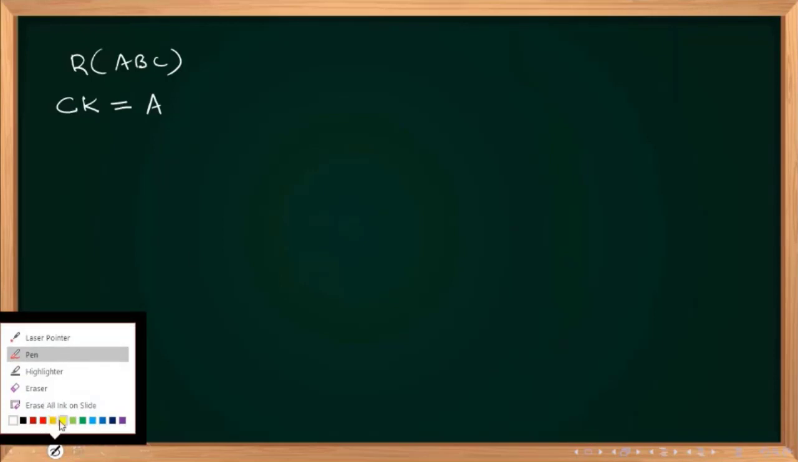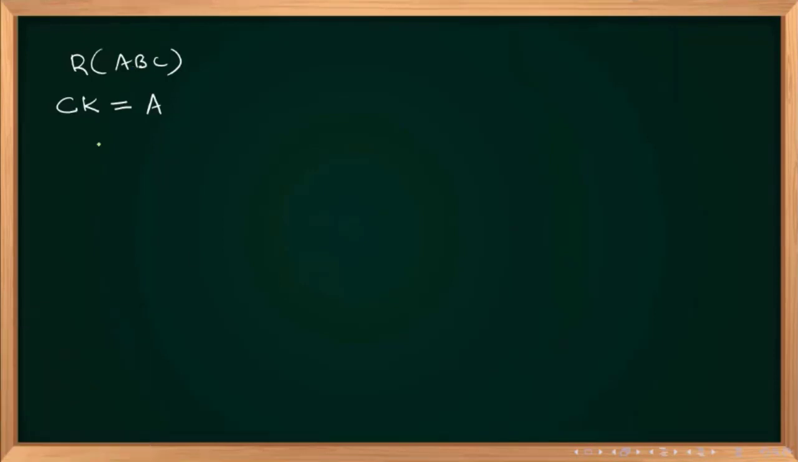All are saying 4. Why are you saying 4? Okay, A, you write it here. If A is written, then A will be a super key. Definitely A will be a super key. Then AB will be a super key. Then AC will be a super key. Then ABC will be a super key.